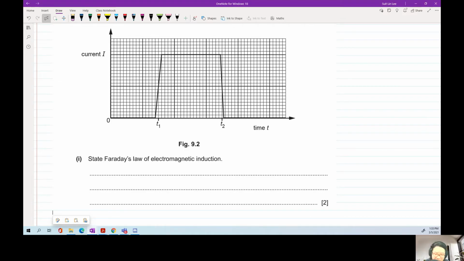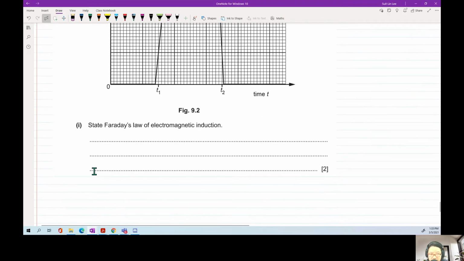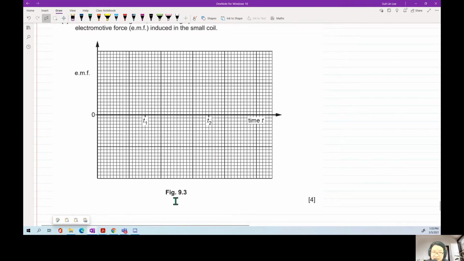Anyway, after they ask you to define Faraday's law, and it's very nice when they ask you to sketch. I prefer to sketch than explain. It's 4 marks, man. If it's a 4 mark explain, then I will have a headache.